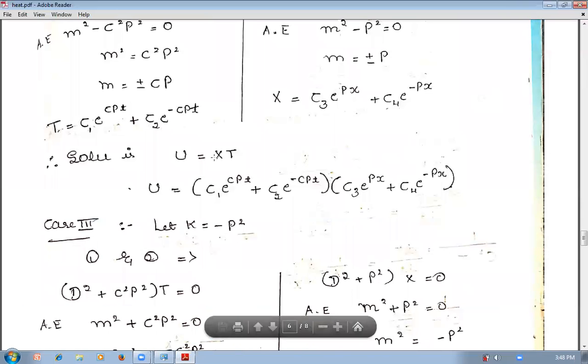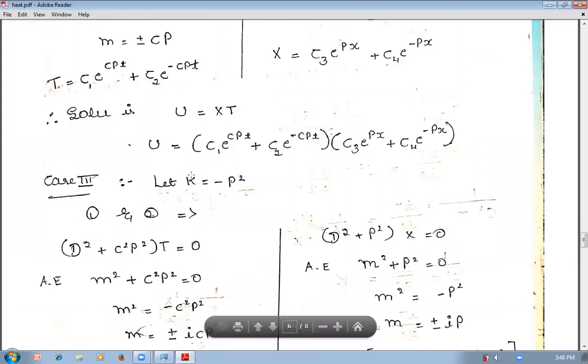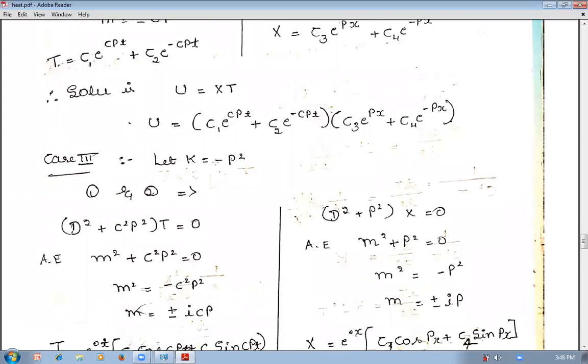Solution is u = X·T. In case 3, take k = -p². Put k = -p². Equation 1 implies (D² - k c²)... that is, (D² + c²p²)T = 0. Here (D² + p²)X = 0.